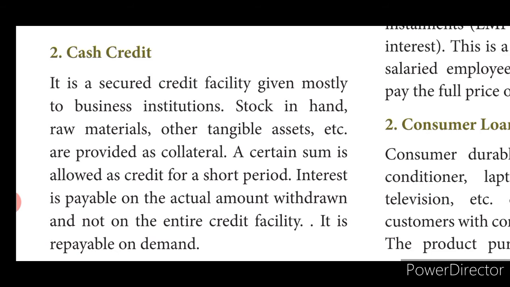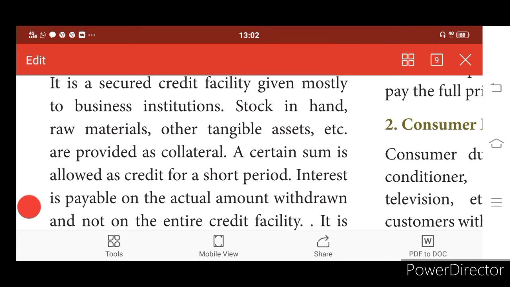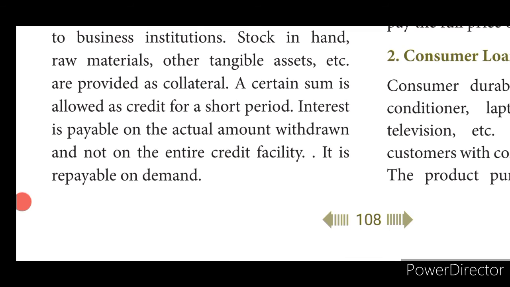Okay, that collateral is given, and a certain amount is allowed as a credit, and it is only for a very short period. So after that particular period, you must be able to return your amount. The interest must be paid on the actual amount which is withdrawn, and not on the entire credit facility. So whichever interest you are going to pay, it will be on the actual amount which you have taken and not on the full amount sanctioned for the credit. You understand?